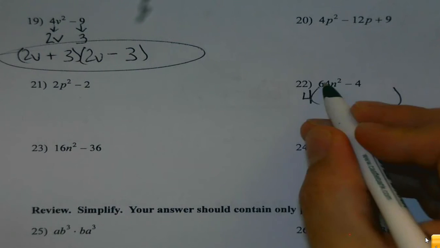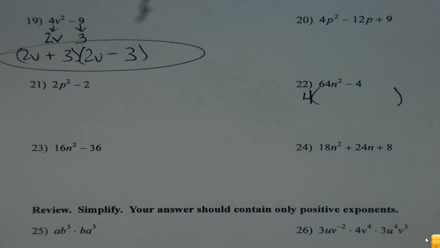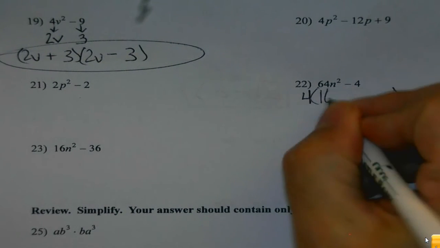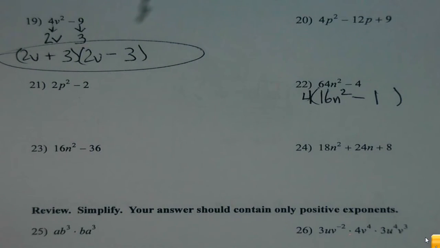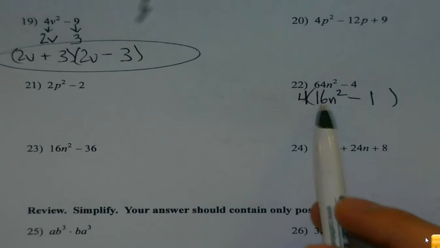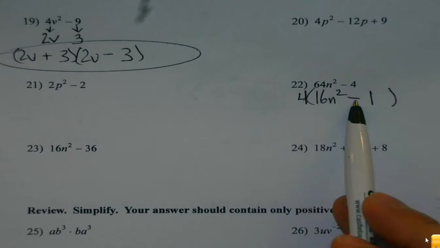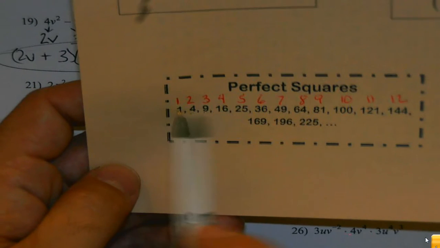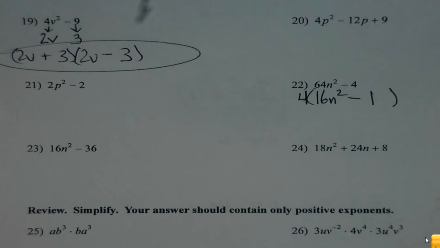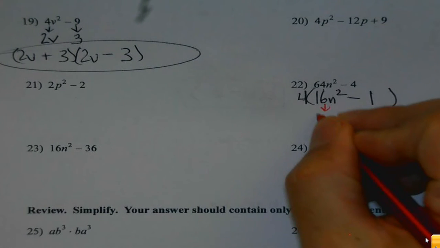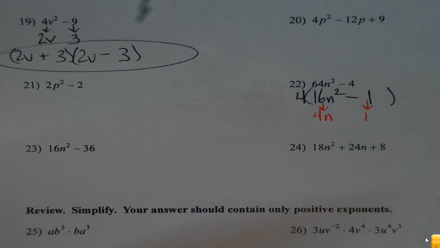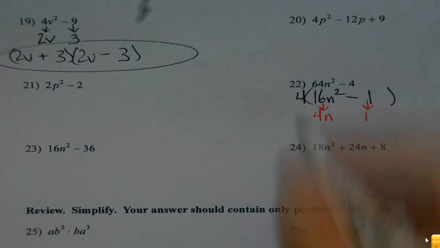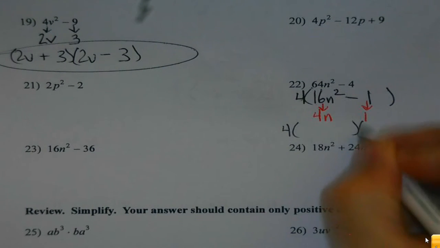So again, we're dividing it in. If you're not sure what 64 divided by 4 is, just punch it in your calculator. That'd be 16. And 4 divided by 4 is 1. Now what's in the parentheses? Now look and see, are these both perfect squares? Yes, they are. So what do I square to get 16 and n squared? What do I square to get 1? Make my parentheses here.